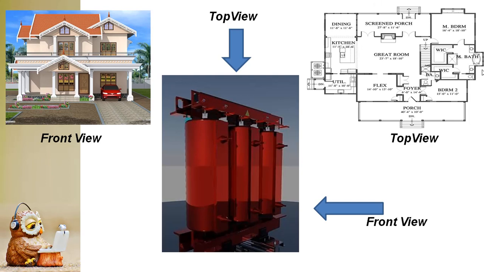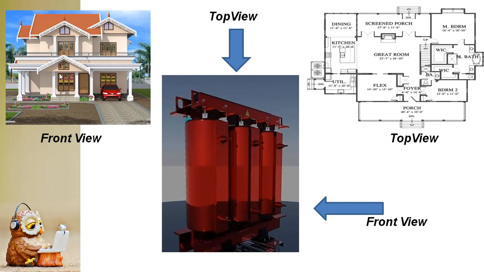Here you can see the transformer. How it looks from the front and how it looks from the top view, that is what we are going to draw using the AutoCAD tool. So for example, let me take a house. You want to see the elevation of the front side of your house. In order to see the elevation, you should go for the front view, right?